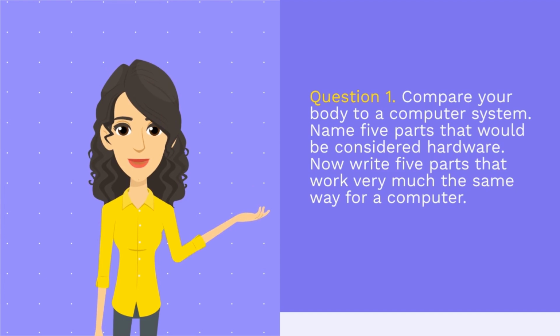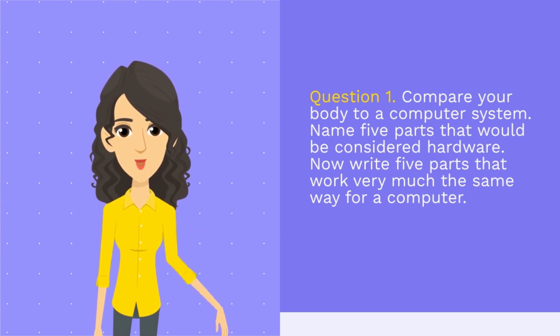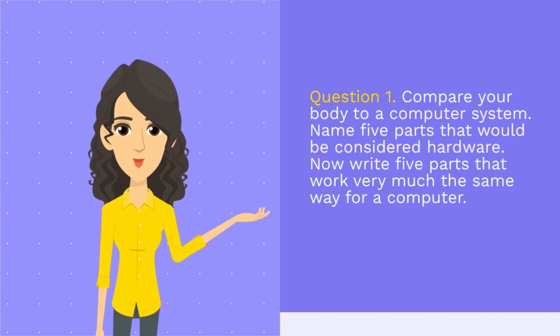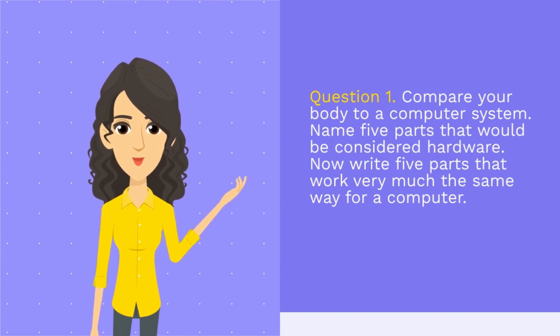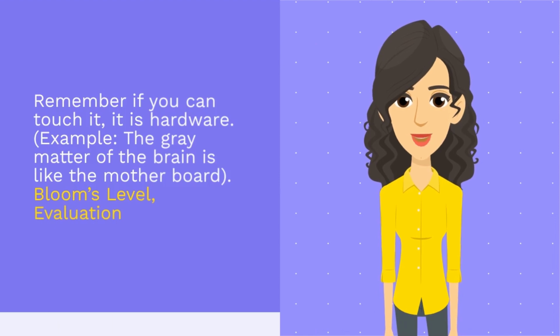Question 1. Compare your body to a computer system. Name 5 parts that would be considered hardware. Now write 5 parts that work very much the same way for a computer. Remember, if you can touch it, it is hardware. Example: the gray matter of the brain is like the motherboard. Bloom's level, evaluation.